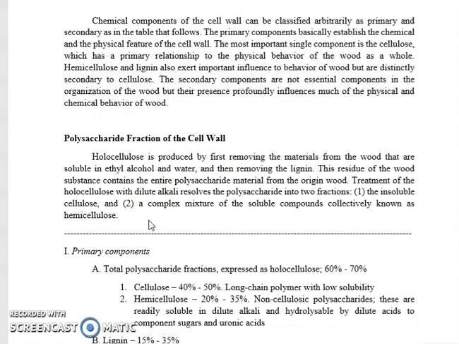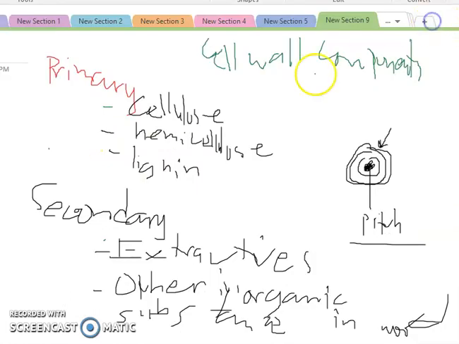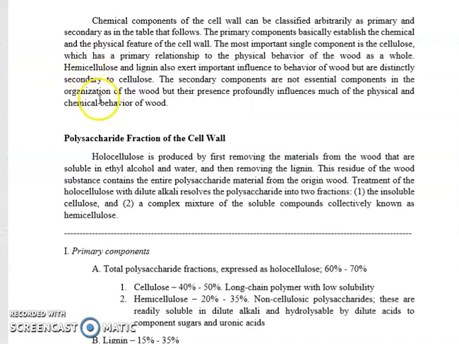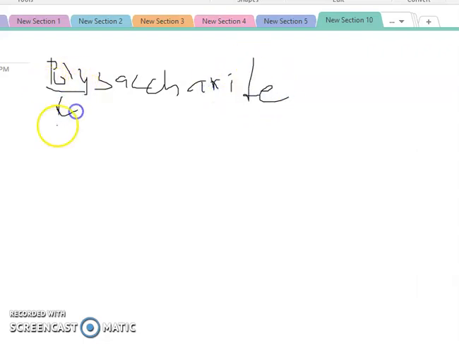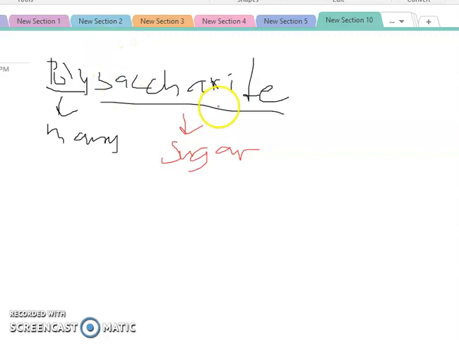So we continue. We will talk about the polysaccharide fraction of the cell wall. When you hear the word polysaccharide, you break it down again. Etymologically speaking, polysaccharide comes from poly, which means many, and saccharide means sugar. So polysaccharide means many sugars. In our case, we have different monomers of sugar. Monomers are the basic building blocks of sugar.